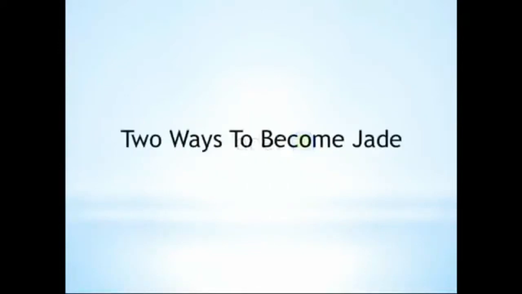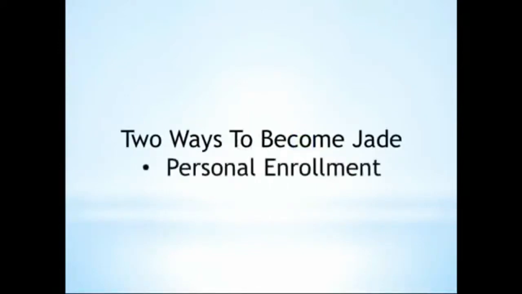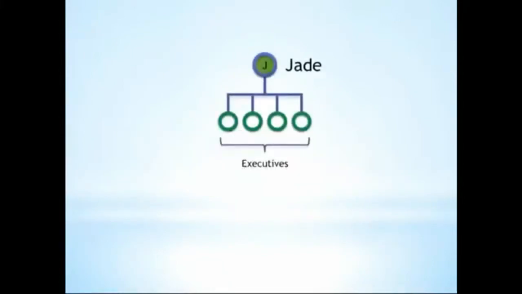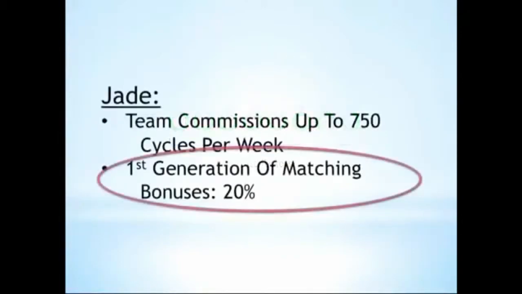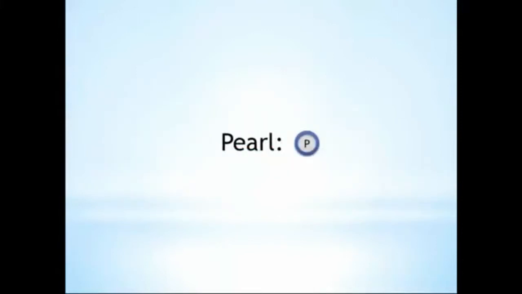The next rank is that of Jade. There are 2 ways to become a Jade, both of which are based on personal enrollment. The first is to personally enroll 4 executives. The second is to personally enroll 8 distributors. As a Jade, you're entitled to receive all the team commissions in addition to a first generation of matching bonuses at 20%.